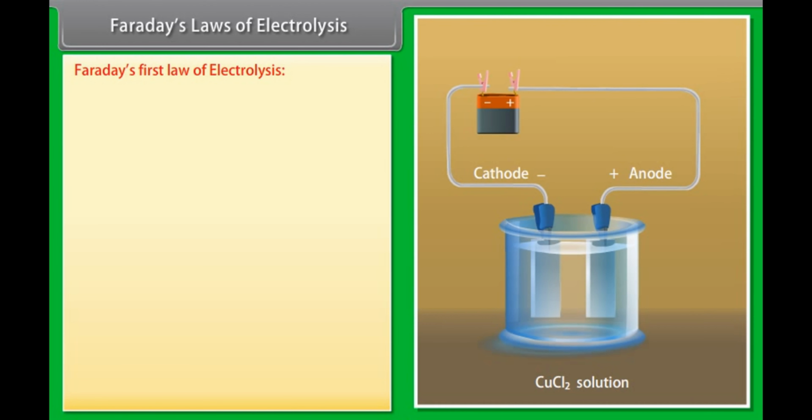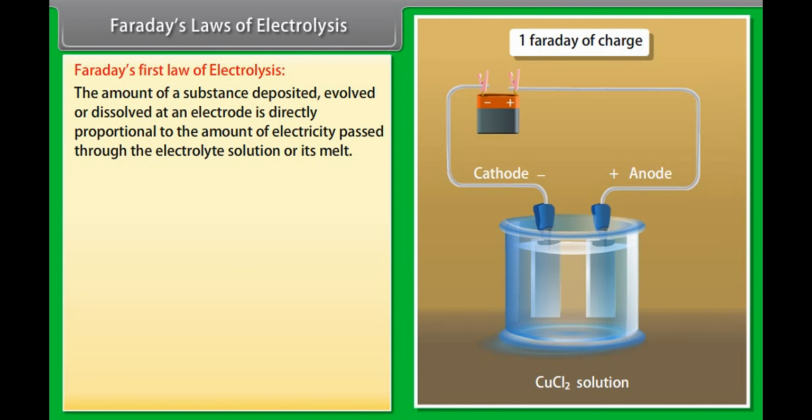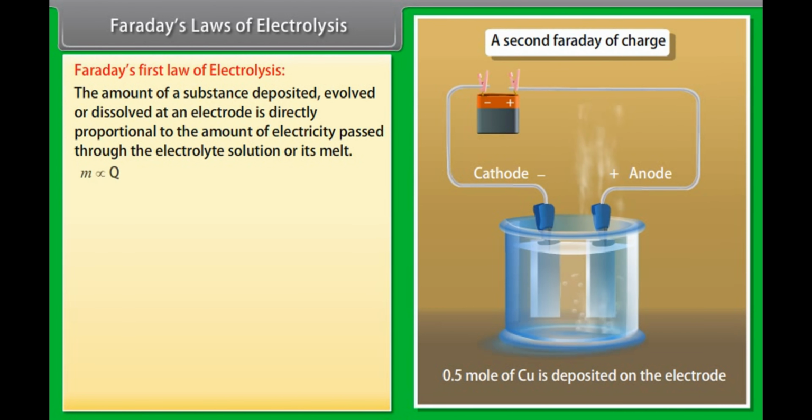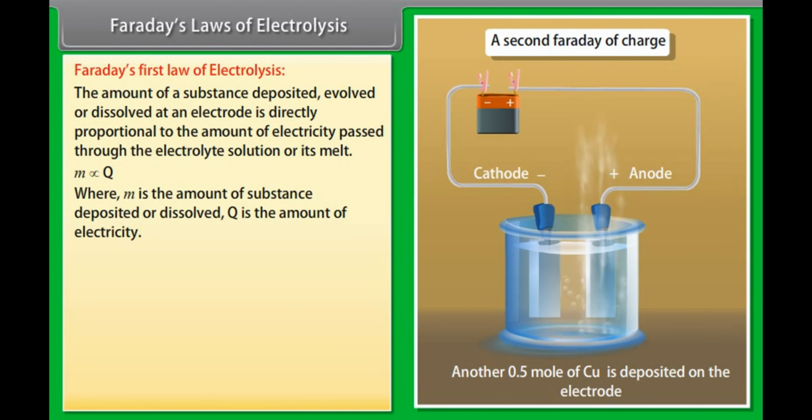Faraday's laws of electrolysis. Faraday's first law of electrolysis. The amount of a substance deposited, evolved, or dissolved at an electrode is directly proportional to the amount of electricity passed through the electrolyte solution or its melt. M is directly proportional to Q, where M is the amount of substance deposited or dissolved, and Q is the amount of electricity.